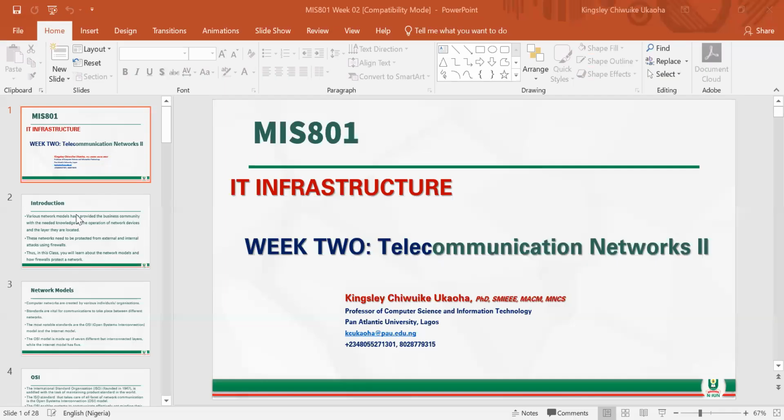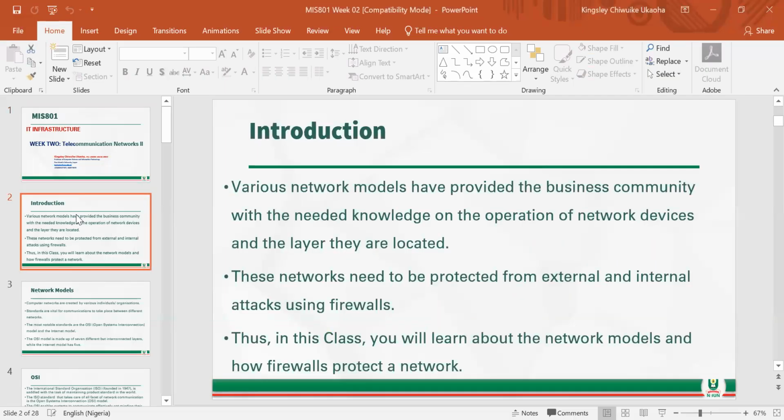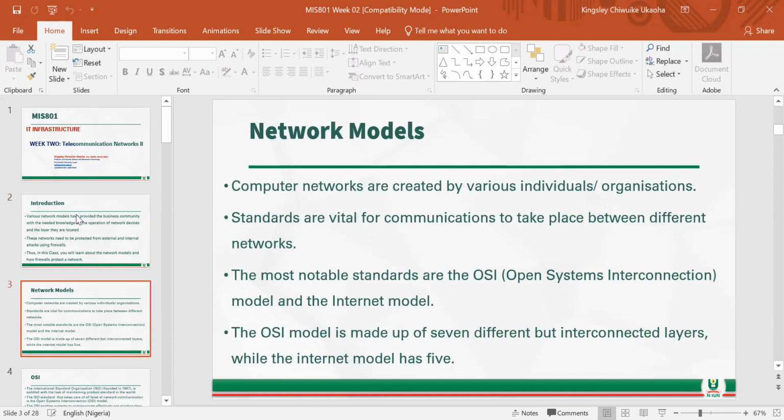So for the second class, we'll be looking at Telecommunication Network Part 2. And various network models have provided the business community with the needed knowledge on the operation of network devices and the layer they are located. And these networks need to be protected from external and internal attacks using what you call firewalls. So in our class, we learn about the network models and how firewalls protect a network.